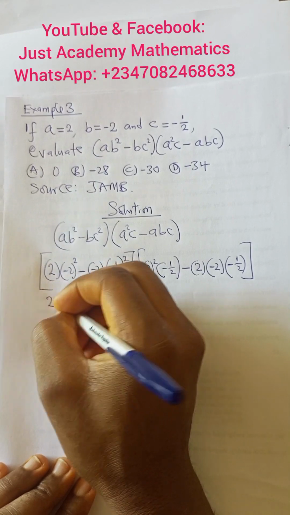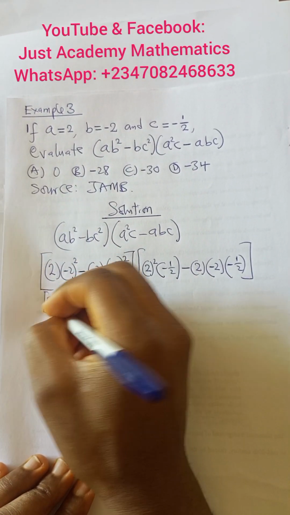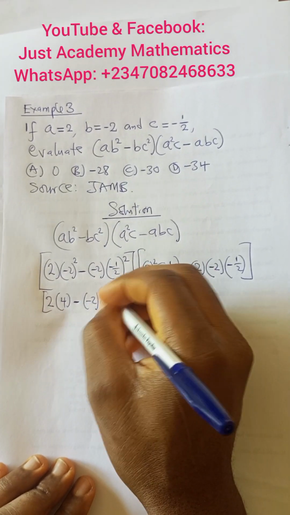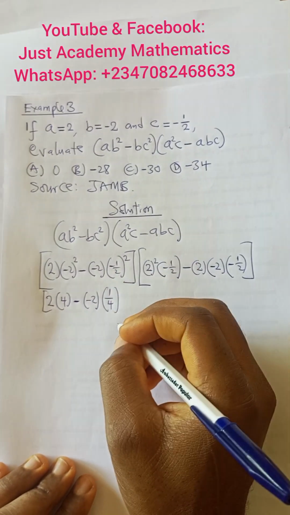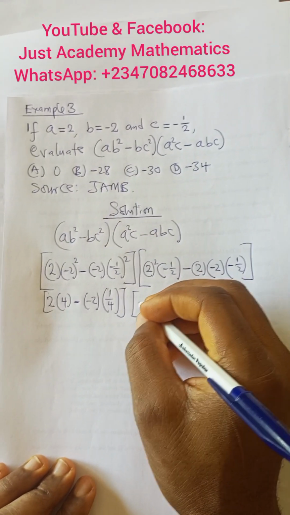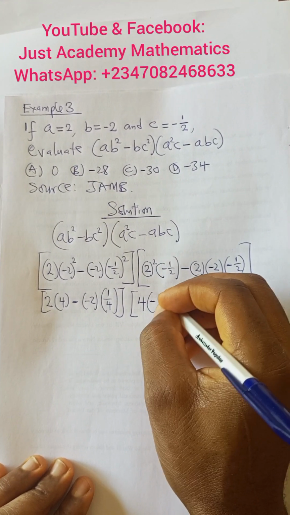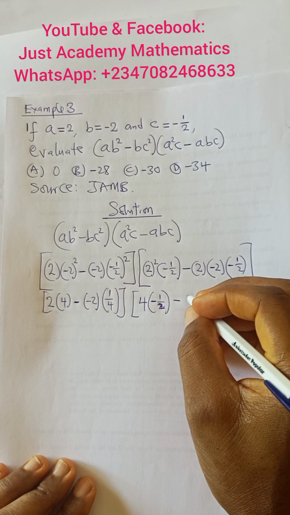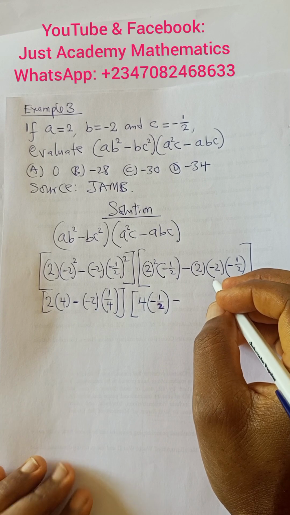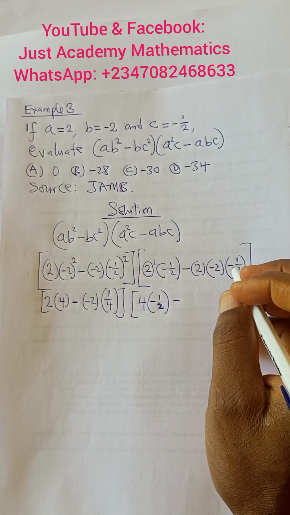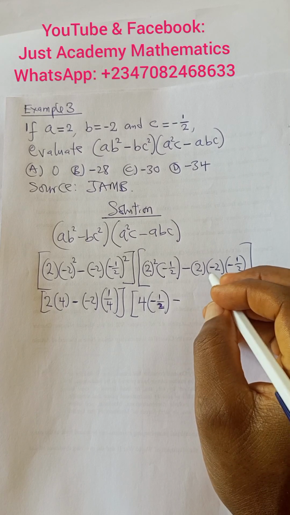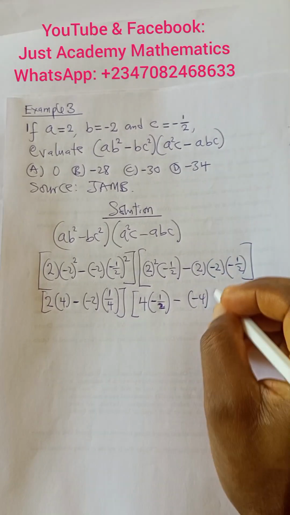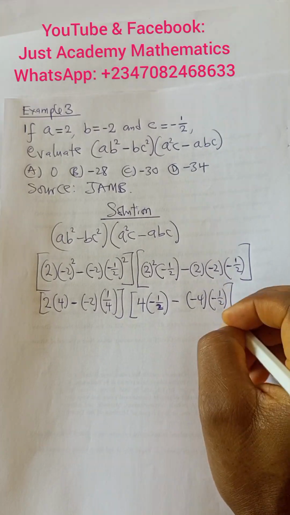This is 2 times 4. Minus 2 squared is 4. Then this is minus 2. This one will give me 1 over 4. Let's take it bit by bit. So this is 4 times minus 1 over 2. Minus. Okay, where do we go from here now? This time this is minus 4. Or we can times these two first. This time this is minus 4 times minus 1 over 2. We can as well take them together at once.